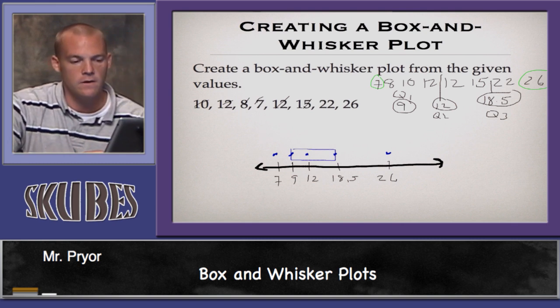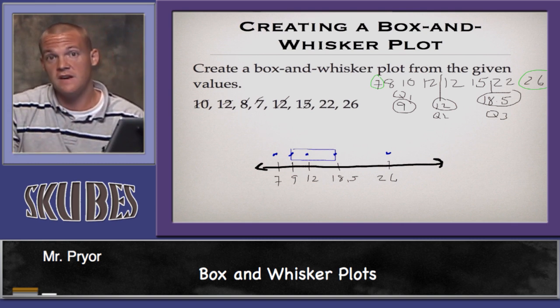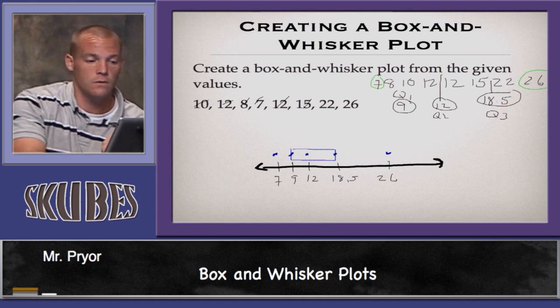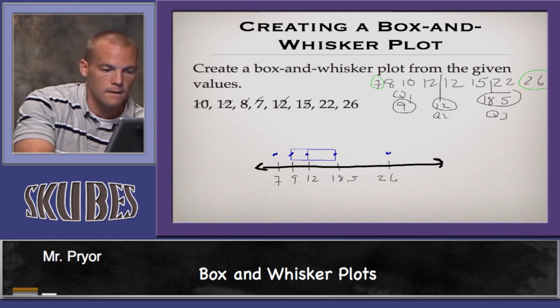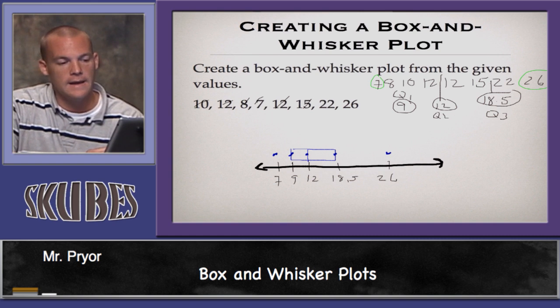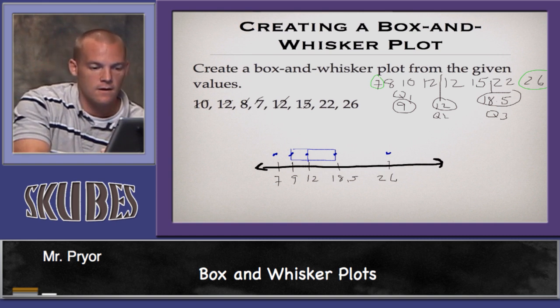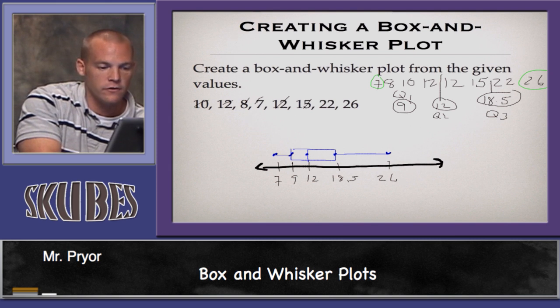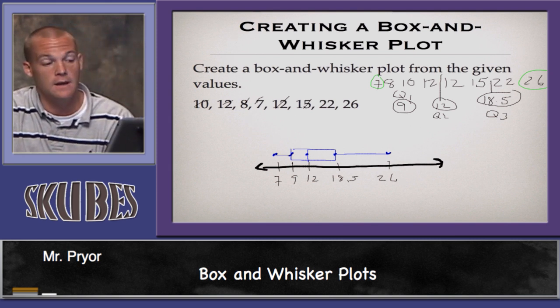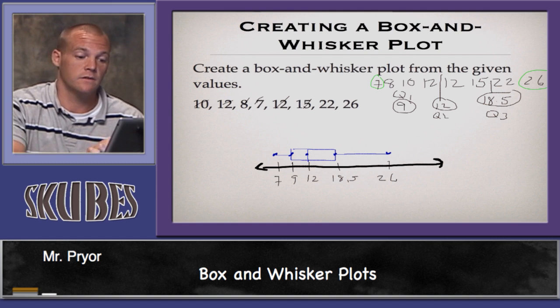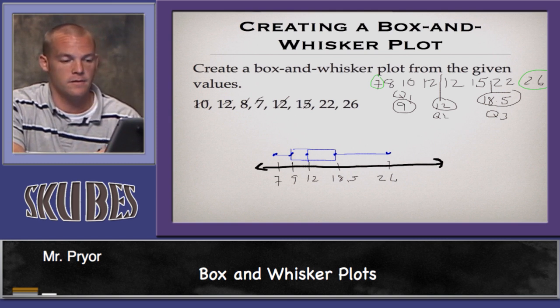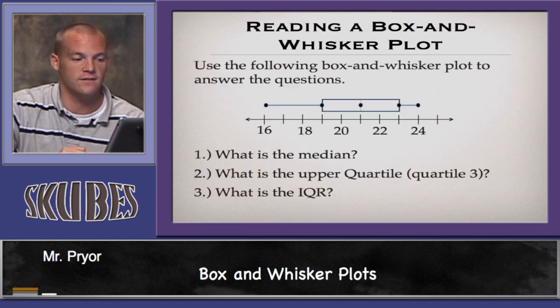All right, just like so. Again, you mark your median, the median of the entire data, quartile 2, with a line. Then you extend all the way out to your upper extreme and all the way out to your lower extreme. All right, and that's how you create a box and whisker. So let's take a look at a little bit more information that you'll be asked to do.